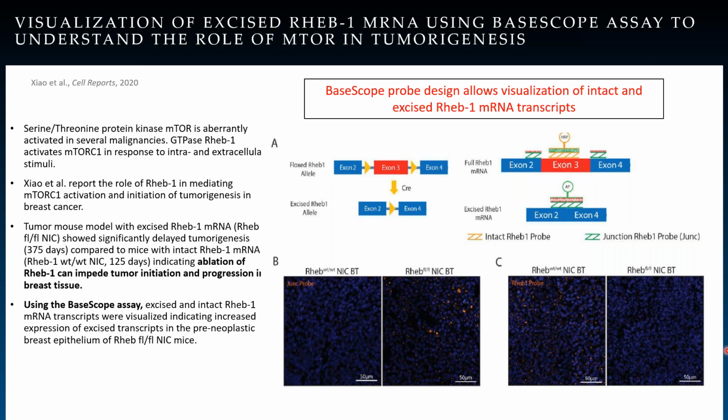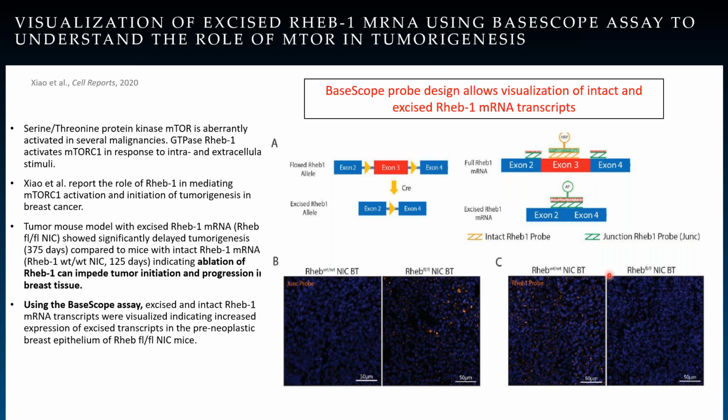So in this figure B, you can see using the junction probe, which is the probe to detect the ablated Rheb1 transcript, they were able to show the expression of this transcript in the floxed or knockout mice and no expression in the wild type mice, as you would expect. But when you visualize the intact transcript, the expression is present in the wild type mice and none in the knockout mice. So this is exactly what you would expect. And the red punctate staining, as you can see, is our BaseScope staining.